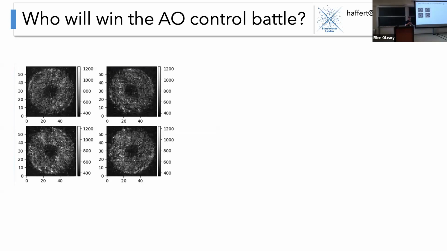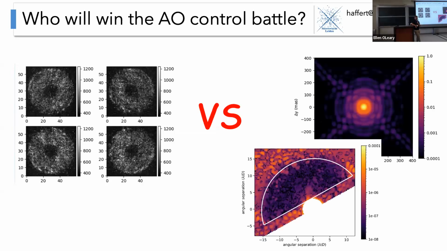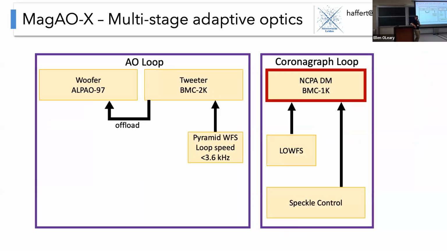But if you have an AO system with a deformable mirror, who will win the AO control battle? Is it the wavefront sensor that tries to correct atmospheric turbulence? Or is it the wavefront sensor that tries to do focal plane wavefront control? So you need to think about implementing your system and how they actually interact with each other for the different purposes in your instrument. So what we did at MagAO-X, we just added another deformable mirror, just a couple more degrees of freedom, and make sure that each thing does its own thing.